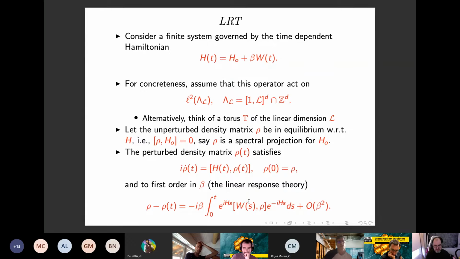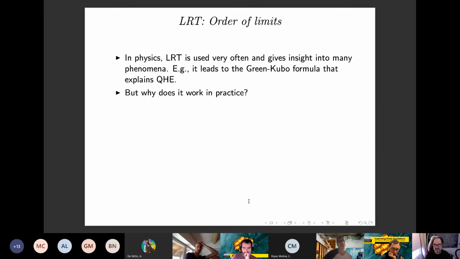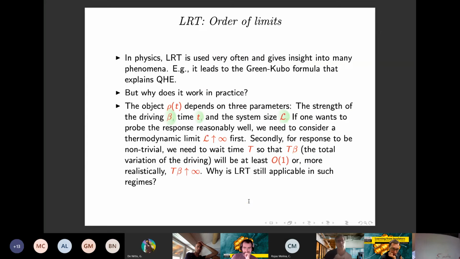So it plays an important role in many applications. In particular, from our perspective, the most important application that we wanted to look at was the Green-Kubo formula that sort of explains the quantum Hall effect, and we wanted to understand whether it's justified or not. So the question really is why this beautiful formula works in practice.